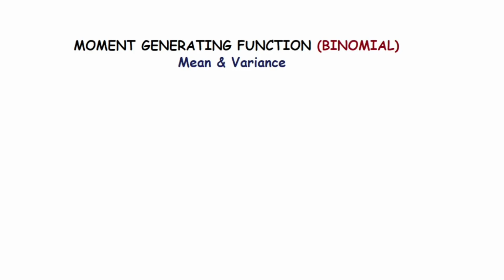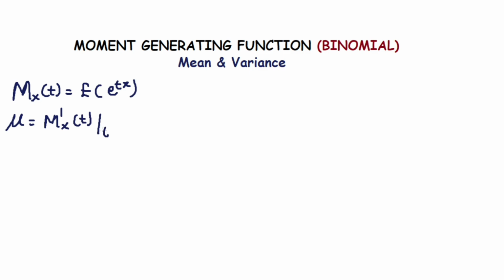In this video, we're going to be using MGF to find the mean and the variance of a binomial. So the first thing we want to know is that when we talk about MGF, we have M_X(t) equal to the expectation of e raised to the power of tX. What we are interested in basically is the mean. Here, the mean is the first derivative of this M_X(t), while we take t to 0, right?